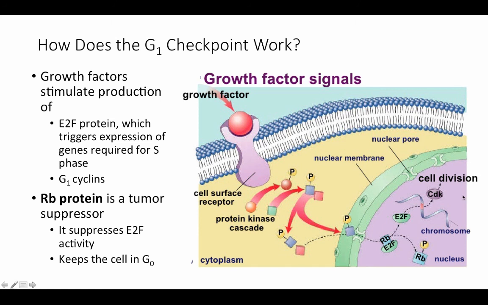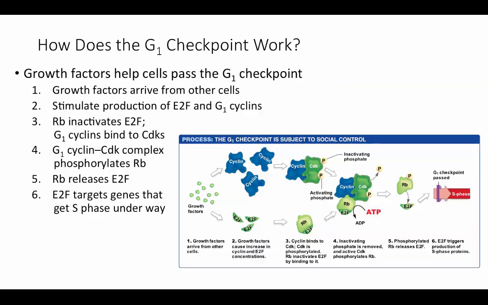Another protein, RB, is a tumor suppressor. So this is going to regulate, hold back the growth, keep it from going out of control. So it's going to suppress the activity of E2F until we really need to divide. The presence of RB is basically going to keep the cell in the G0 phase and keep it from dividing. So the growth factors are going to help cells pass the G1 checkpoint by doing several things. So first, the growth factors are going to arrive from other cells. They're going to bind with that receptor, cause that transduction cascade that results in the production of cyclin and E2F.